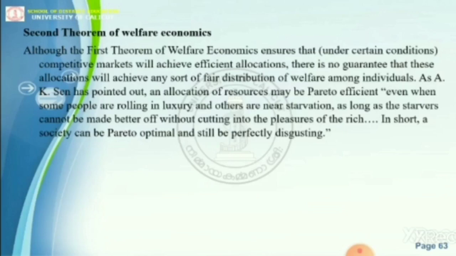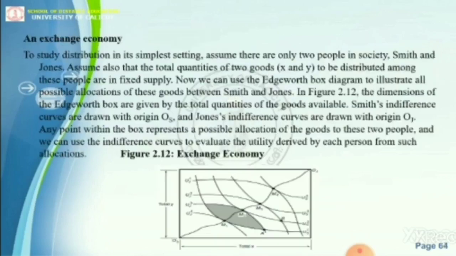So in that case, there will be social welfare, right? So according to Sen also, this suggests that a society can be Pareto optimal and still be perfectly unequal.